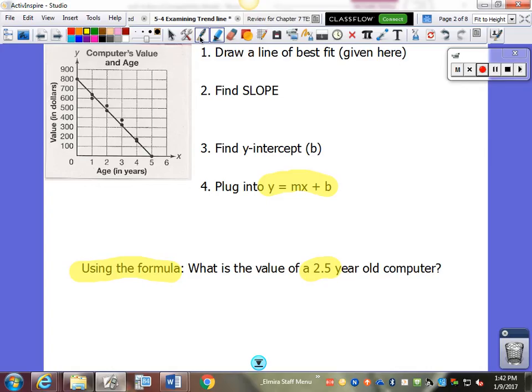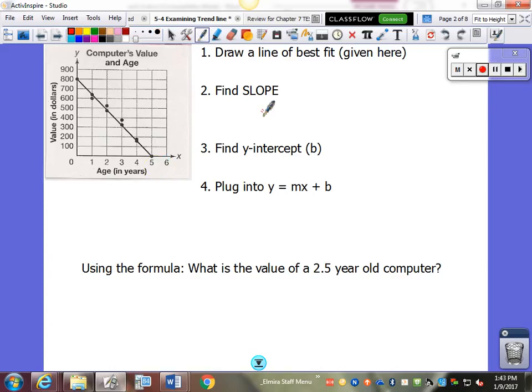First it says draw a line of best fit. For the point of class, for notes in class, I wanted everybody's data to look pretty much the same. So we have the line of best fit already drawn. So that part's already done.